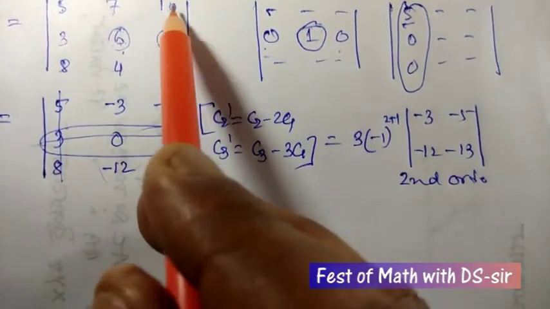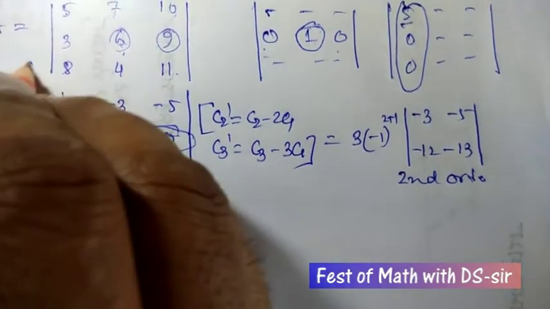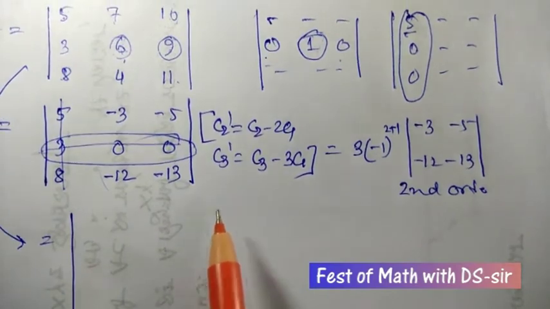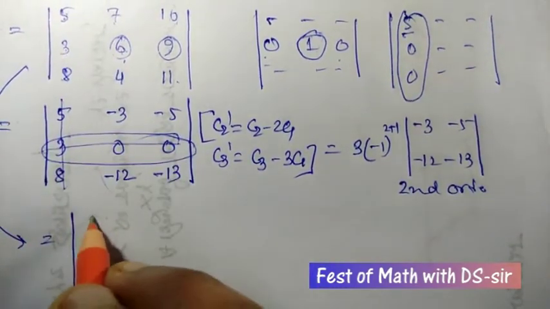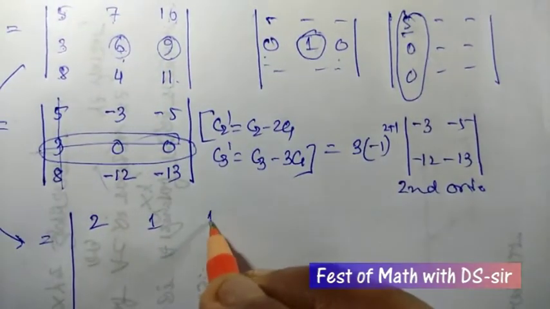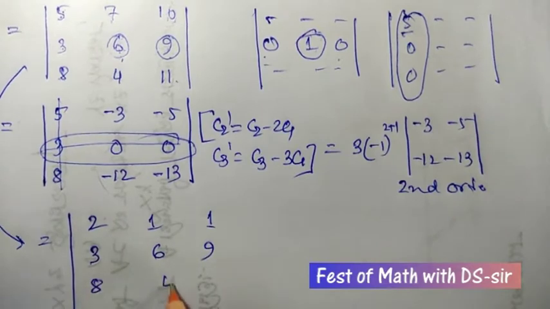Now I will convert these to 1 by subtracting this row. So from this we are subtracting the second row from the first. So 5 minus 3 is 2, 7 minus 6 is 1, 10 minus 9 is 1, 3, 6, 9, 8, 4 and 11.